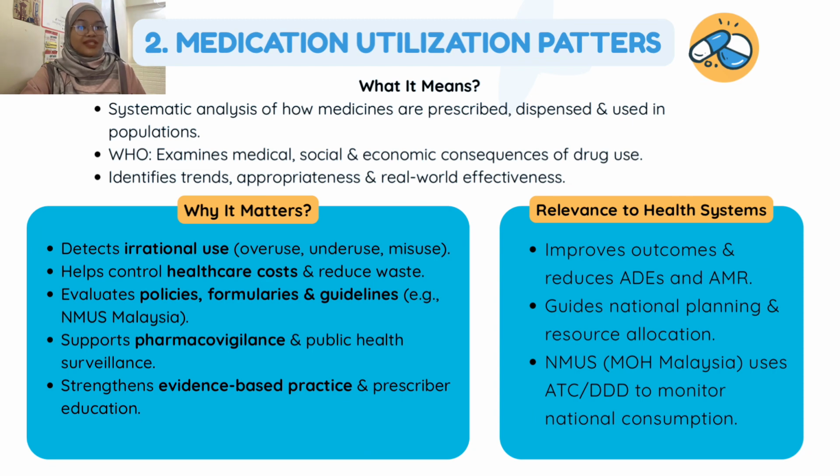It also strengthens pharmacovigilance and public health surveillance, especially when monitoring antibiotics, psychotropics, or high-risk medicines. For health systems, these studies guide resource allocation and reduce adverse drug events. In Malaysia, the National Medicines Use Survey, or MUS, uses the ATC-DDD system to track medicines consumption nationally, making utilization patterns crucial not only for patient safety but also for national healthcare planning.